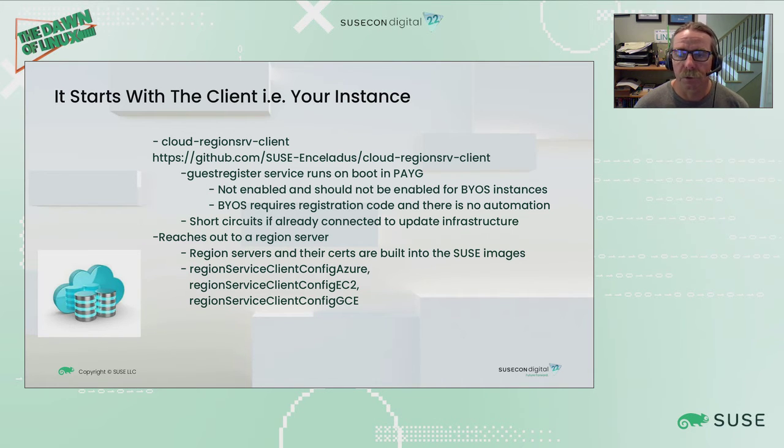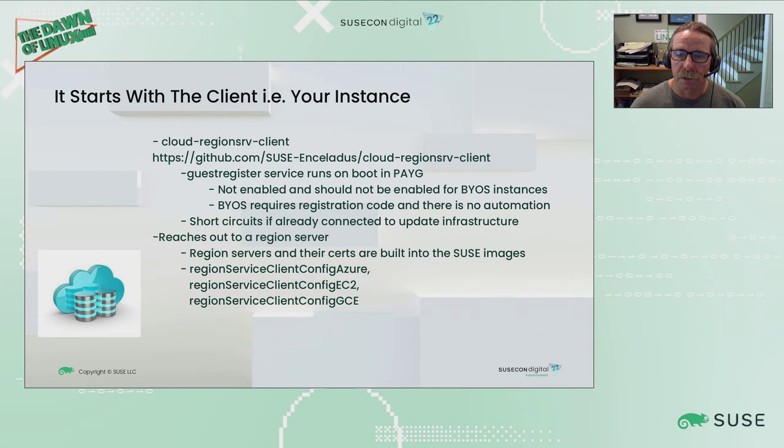The service itself short circuits if the instance is already registered. So when you shut down a registered instance and you reboot it and bring it back up, the registration process does not take place again. It recognizes that the system's already registered, and basically nothing happens. The steps are relatively simple. The initial contact is to one of the region servers, and then what the region server provides is cached, and we'll talk about this in a minute.